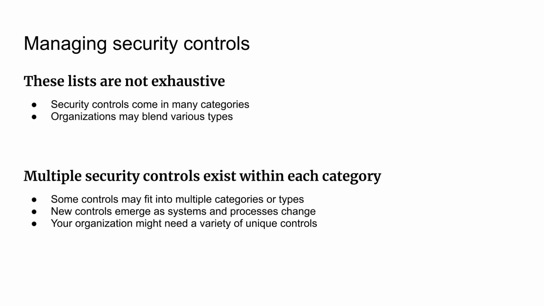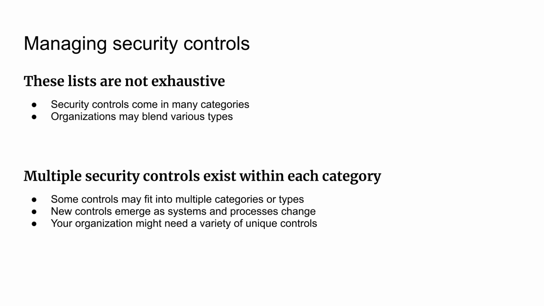The examples provided for various security controls and their respective categories are just a starting point. There are countless other examples that could fit into these categories, and you may already have different controls in mind that suit your organization's specific needs. It's also important to note that some security controls can span multiple categories or types depending on how they are implemented.